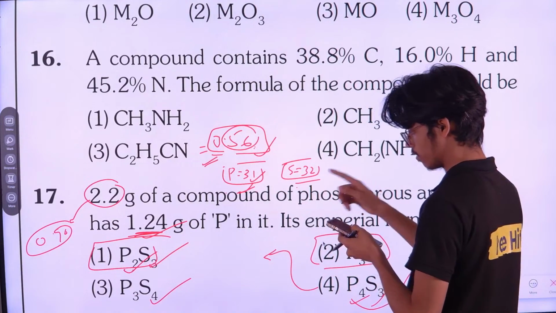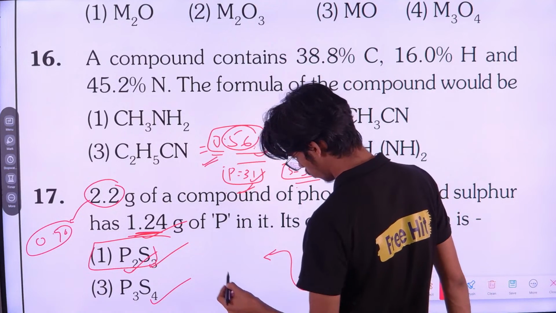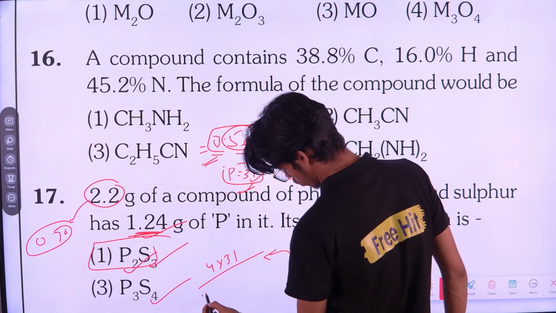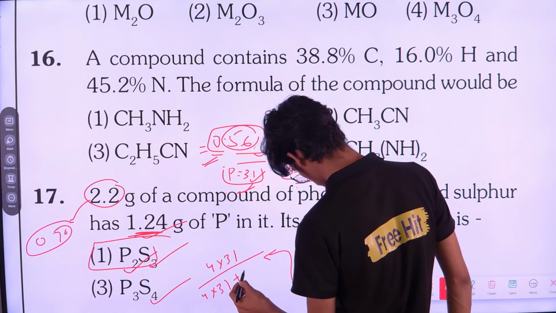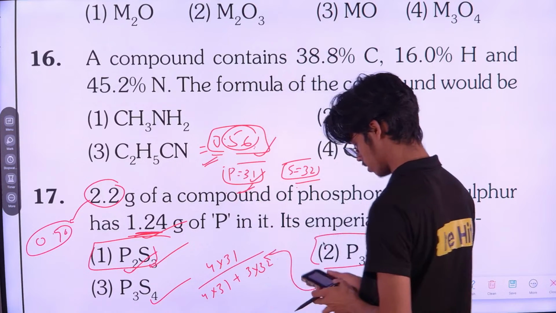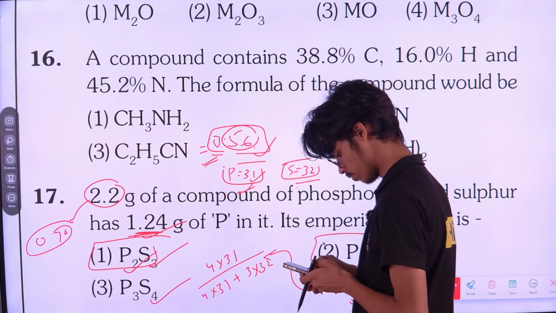Somebody has answered option number 4. That's what I am saying. Okay, let's try to check it out. So 4 into the mass of 31 plus 3 into the mass of 32. Now this has a chance of being 56. Let me just check if it is 56 or not. And very good, Priya Jyoti, for the suggestion.